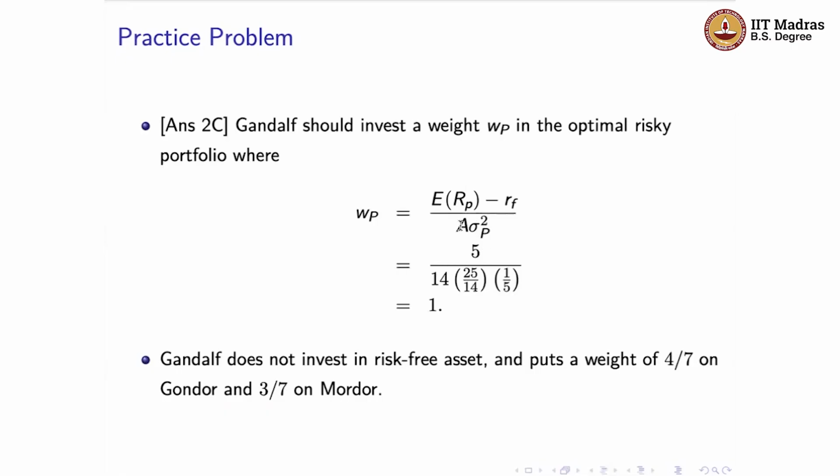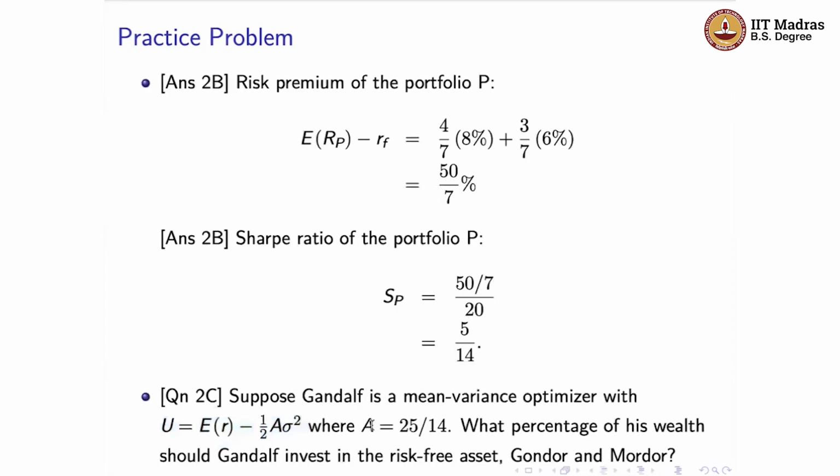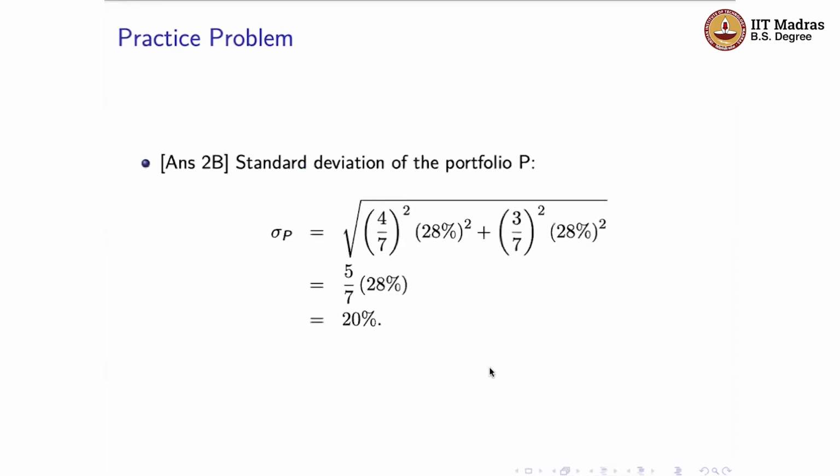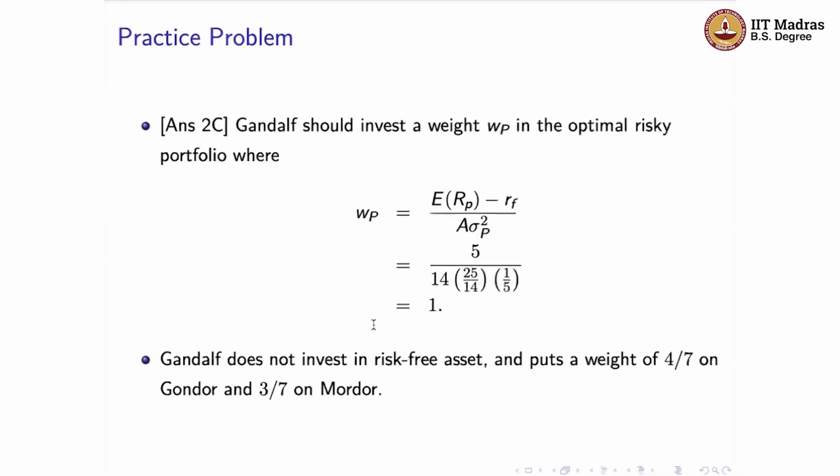What else are the terms that are remaining? You have got A in the denominator, which we know is 25 by 14 for Gandalf. And you have also got another sigma P, and we know that sigma P is 20%, so that's 1 by 5, right? Now, if you cancel out the terms, the 14 cancels out, and of 5 and 25, 5 remains, and 5 and 5 cancel out. So you end up getting 1, right?